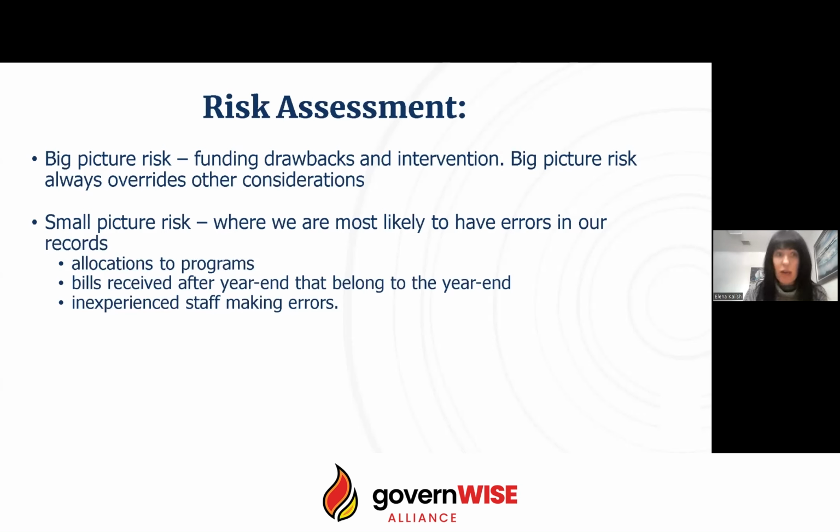And if there is a big issue with some of those accounts, the auditors will let us know, okay? And now the small picture risk is what we spoke about: certain areas of our records of our organization where we're most likely to have errors. It could be allocations to different programs, could be bills received after the year end that belong to the year end and are not necessarily recorded in the right period, could be inexperienced staff making errors. And each one of you knows your organization from inside really well, and you can probably assess those risks even way better than the auditors.